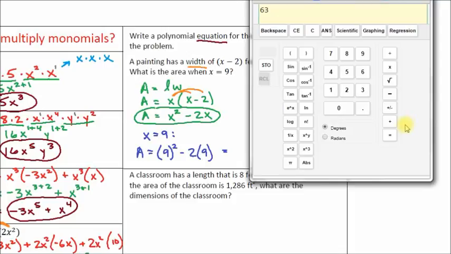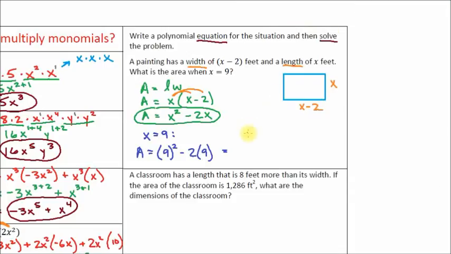When I press equal, that is 63, and our answer to the area when x equals 9 is 63. Our unit of measure is feet. 63 feet, and remember, area is always squared units because area has 2 dimensions, so the unit has an exponent of 2 or squared. So the area when x equals 9 of this painting is 63 feet squared.